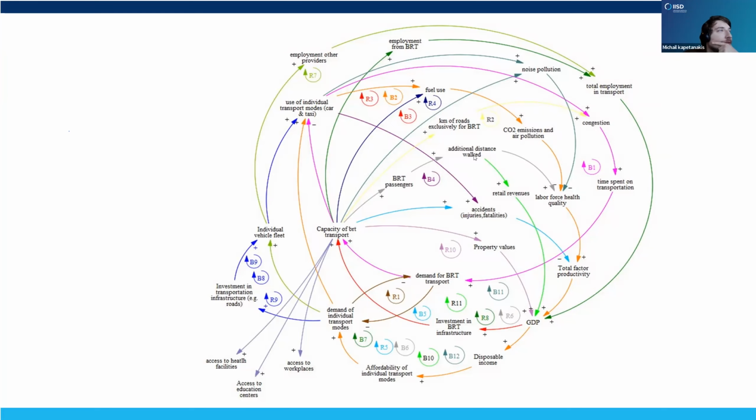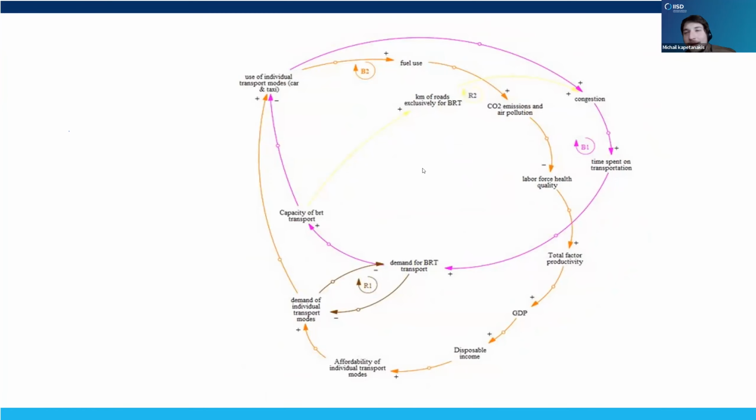Of course. So the plus and minus sign is not about reducing or increasing. It's about if a general dynamic goes towards one direction or not. So let's start with a loop here. Let's take the orange one. So let's say the demand for BRT transport increases the capacity of BRT transport, which reduces the use of individual transport modes. And then this, as a result, it can reduce fuel use.